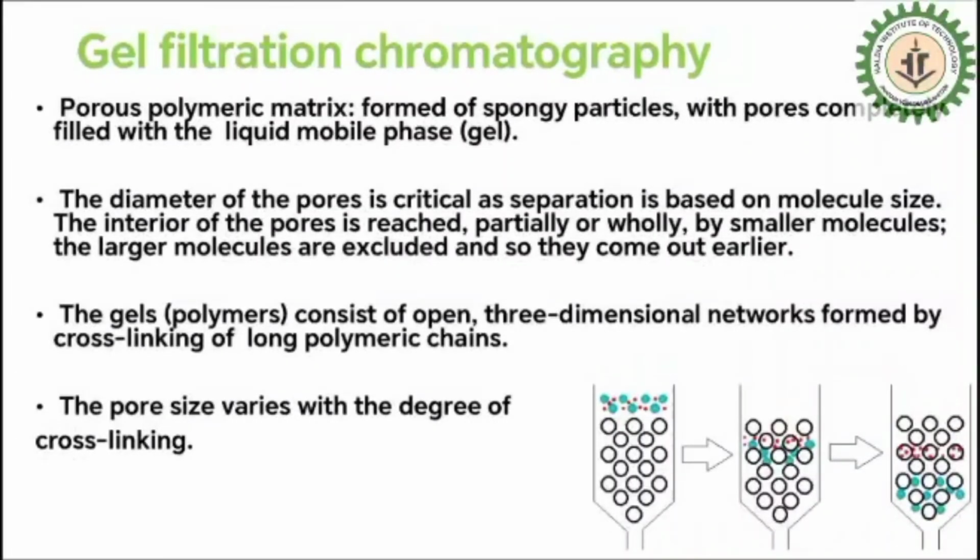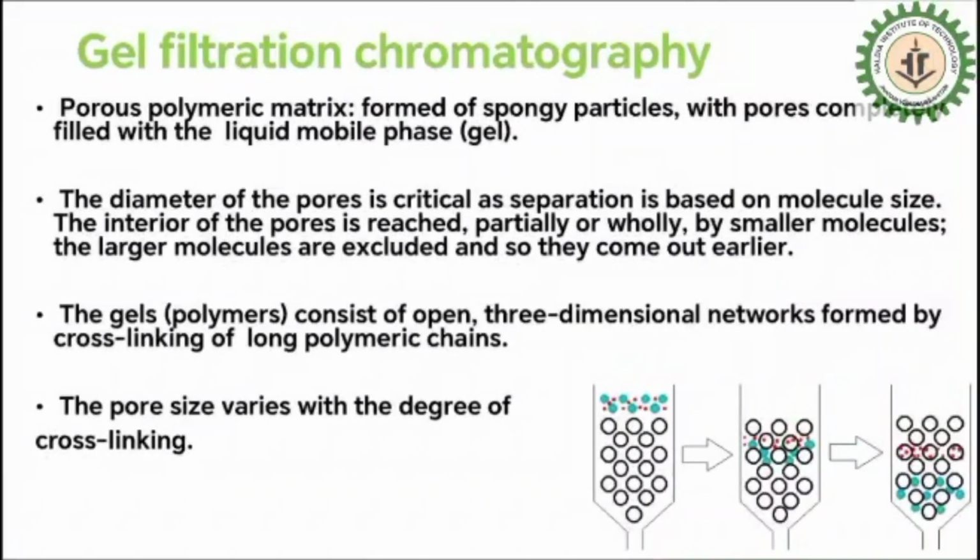In gel filtration chromatography, the porous polymeric matrix is formed of spongy particles with pores completely filled with the liquid phase or mobile phase. The diameter of the pores is critical as separation is based on the molecule size. The interior of the pores is reached partially or wholly by smaller molecules. The larger molecules of the sample are excluded and so they will come out earlier. The gels or the polymers of the stationary phase consist of open three-dimensional networks formed by cross-linking of long polymeric chains. The pore size varies with the degree of cross-linking.